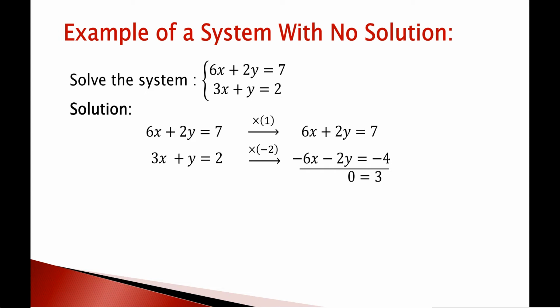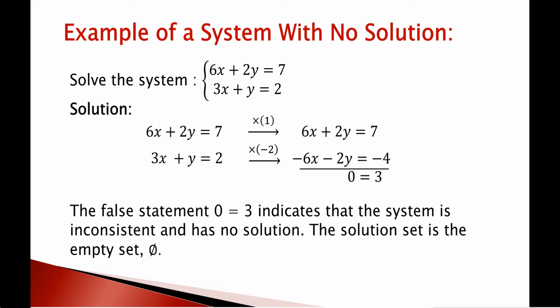So this system of equations gives me 0 equal to 3, which is a false statement because 0 cannot be equal to the number 3. Since this produces a false statement, that means that this system of equations does not have any solution. So the solution set for this system of equations is an empty set. So this is an example of a linear system of equations with no solution.